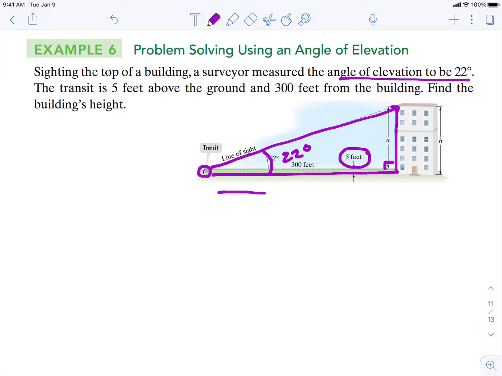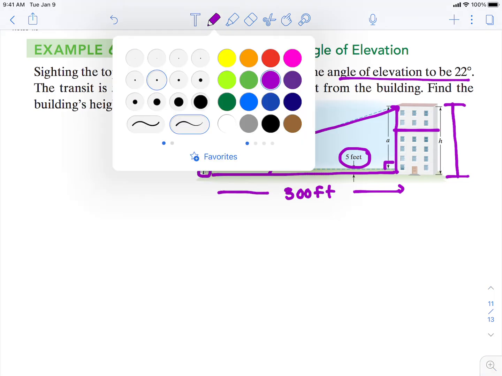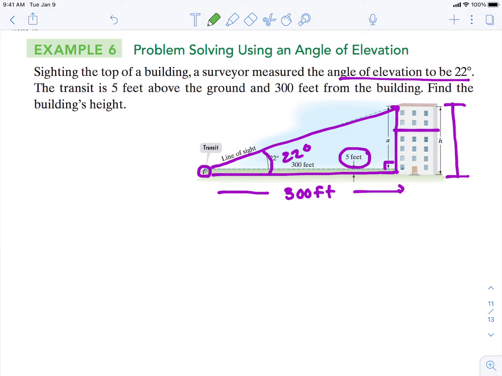So this distance here is 300 feet. We want to find the total height of this building. We're going to do this in a couple steps. We want to find side A first. So I'm going to go ahead and change colors here. I'm going to label the sides.